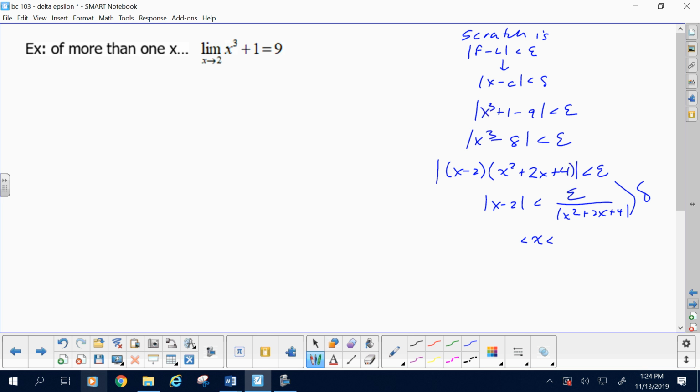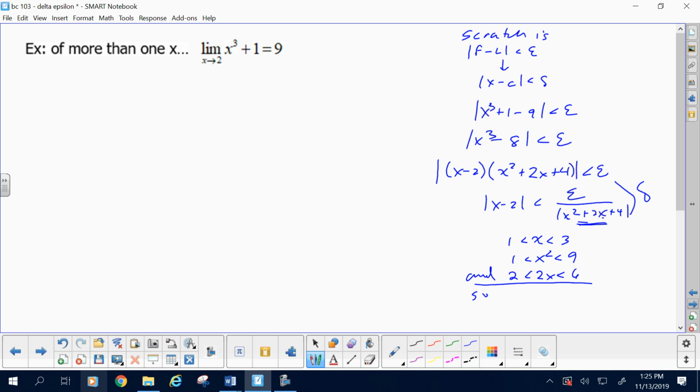X is between 1 and 3. All right, now we want to build up a numerical form of this. Now, because there are two x's, you have to show this in a couple of different steps. I think you'll agree that as far as x squared, if x is between 1 and 3, then x squared should be between 1 and 9. Likewise, 2x, if x is between 1 and 3, then 2x should be between 2 and 6.